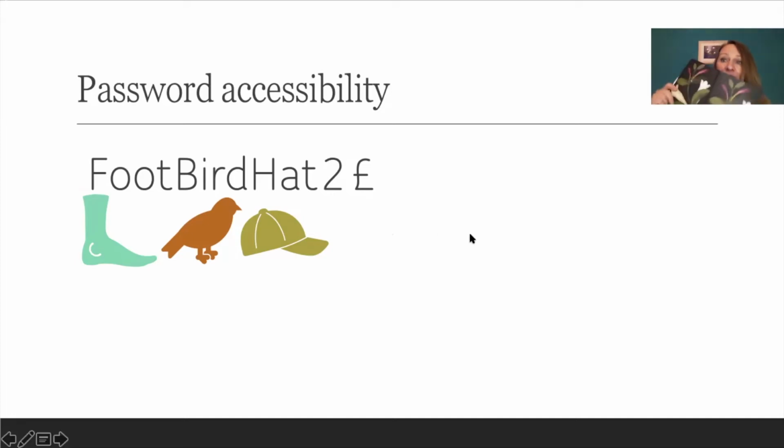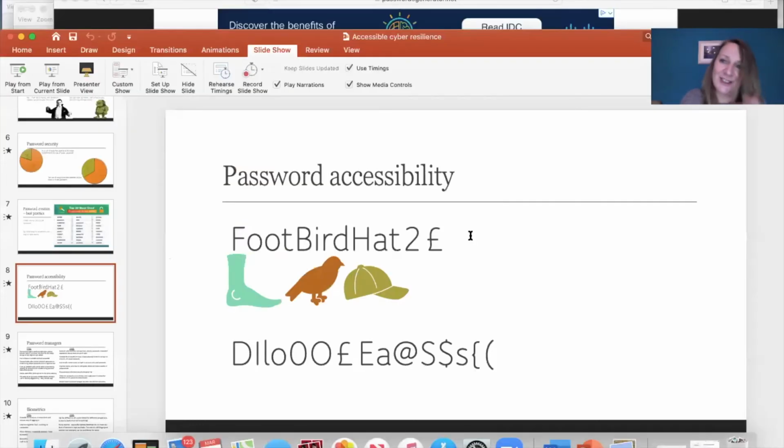Another thing to do is write it down. If it's a really important one, like the one for your computer or your iPad or whatever, write it down. Don't leave it stuck with a post-it note to your computer, because obviously that makes it very easy. If somebody steals your computer or your iPad or your phone, it makes it very easy for them to get in.